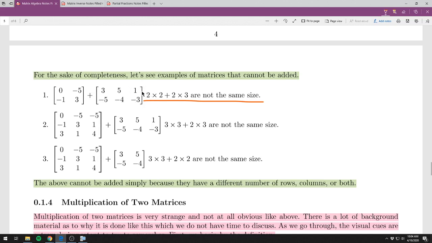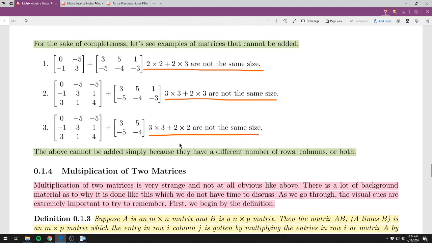So that's ultimately why we cannot add these matrices: there's nothing to add with it. Any two matrices that aren't exactly the same size cannot be added. It doesn't matter if they have the same number of rows. If they don't have the same number of columns, it doesn't work. If they have the same number of columns, they still need to have the same number of rows, and so on. All right, so that's just some examples of things you cannot add.